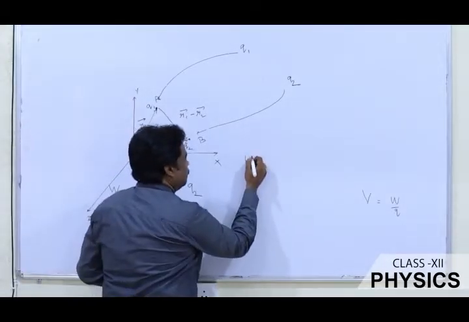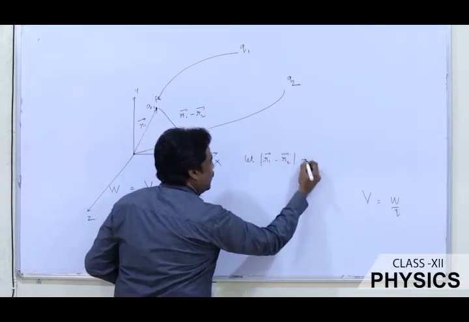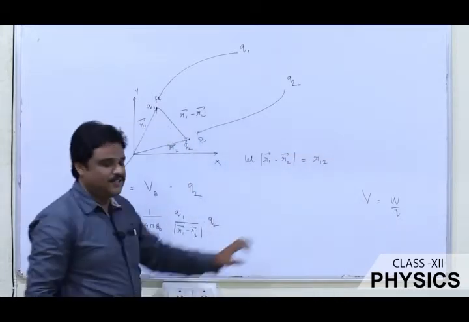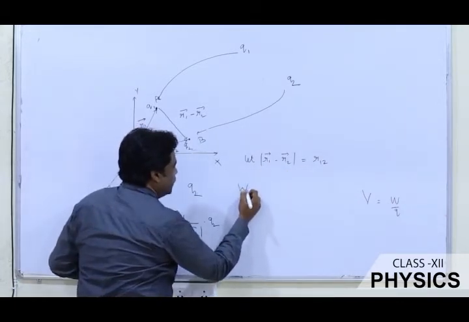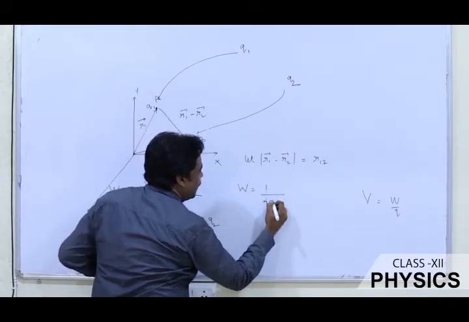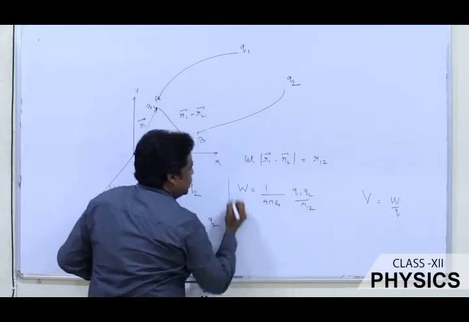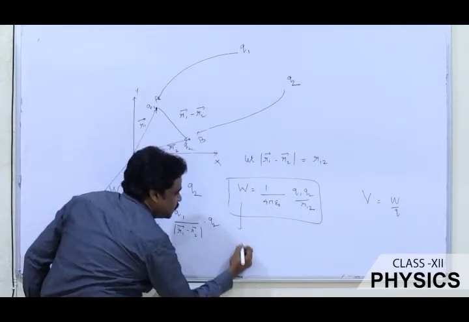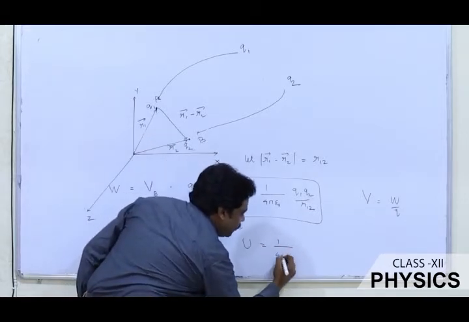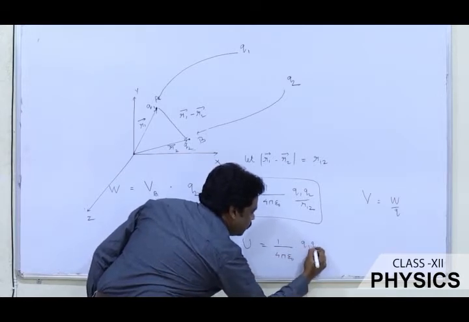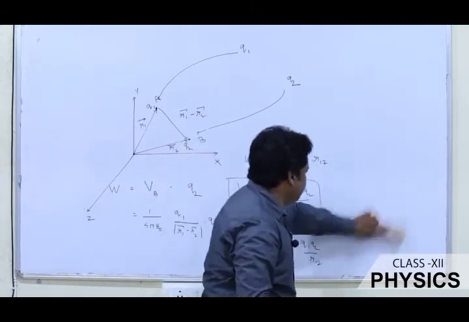Let r1 vector minus r2 vector be equal to r12. For simplicity, we are assuming r1 vector minus r2 vector is r12. So the equation becomes W is equal to 1 by 4 pi epsilon naught q1 q2 by r12. Now you know this work done gets stored as potential energy. So I'm going to replace W with U, and it becomes U is equal to 1 by 4 pi epsilon naught q1 q2 by r12.